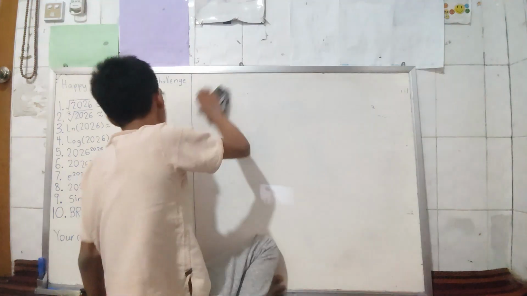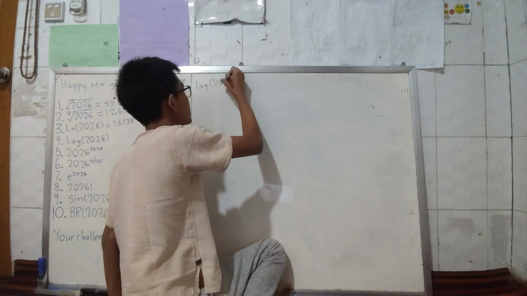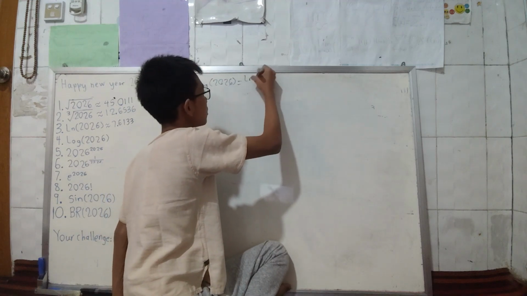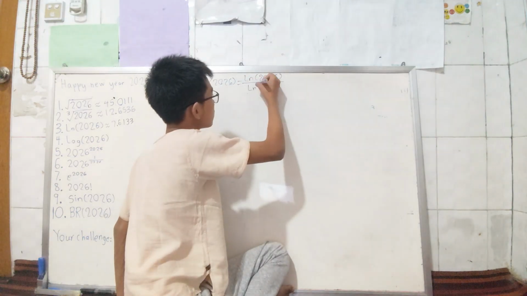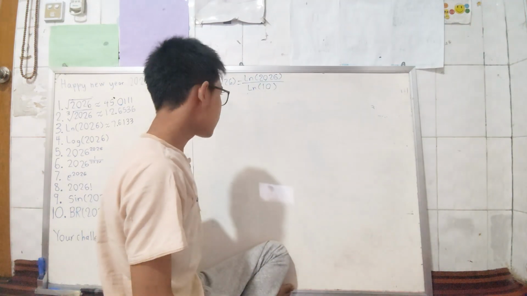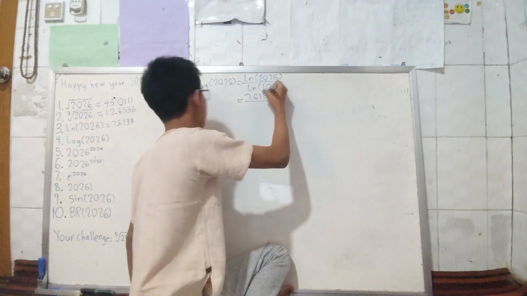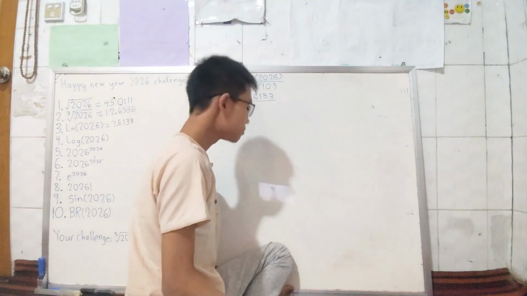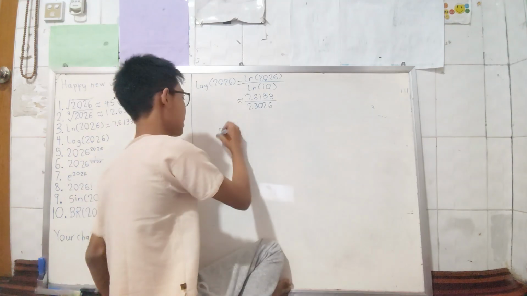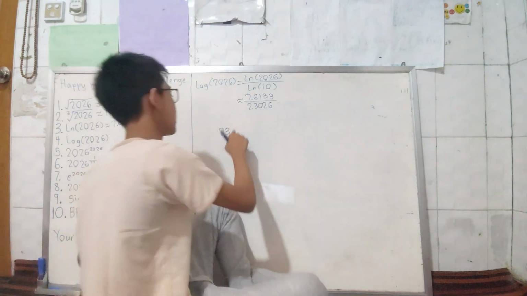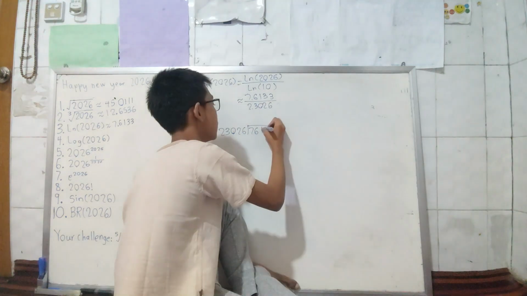What about the common logarithm, base 10, of 2026? That's just the natural log of 2026, using the change of base rule, divided by the natural log of 10. The natural log of 10 is approximately 2.3026. So let's divide. I'm trying to divide two 5-digit numbers. That's going to be a lot of work to do.